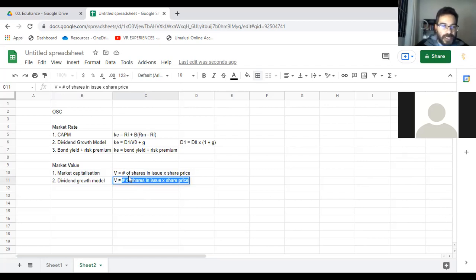So value equals D1 divided by cost of equity minus G. As you can see, if you're using the dividend growth model to calculate market value, you can't use it to calculate market rate. Why? Because we need the market rate if you want to calculate market value. Similarly, over here, we need market value. So therefore, you can't use a dividend growth model to calculate both the market rate and the market value. It can only be calculated for one of the two.